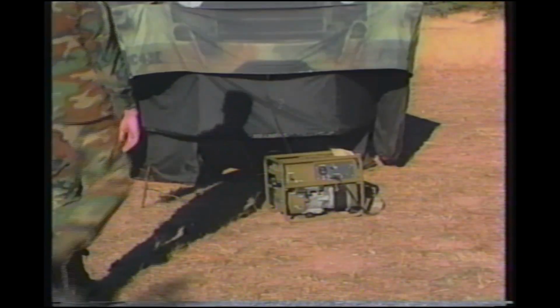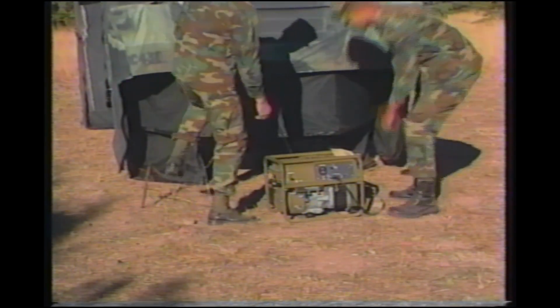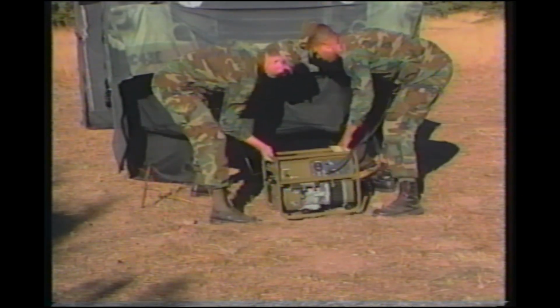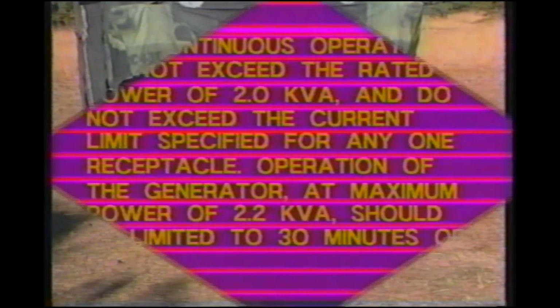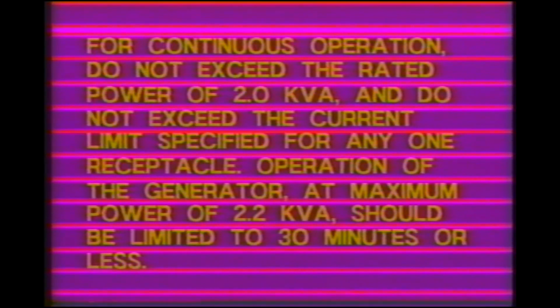After the generator is turned on, you will need to position it. This is done by sliding the generator under the hood of the deception device while it continues to operate. For continuous operation, do not exceed the rated power of 2.0 kilovolt amps and do not exceed the current limit specified for any one receptacle.